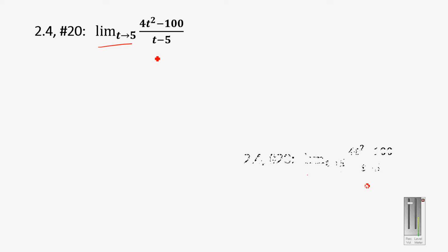So again, I would like to maybe get rid of this t minus 5 in the bottom, because right now, the problem is I can't just do a direct substitution and put a 5 over here because I end up with a 0 in the denominator. So the first thing I'm going to do is I'm going to kind of get rid of this 4 here first and say that this is equal to the limit as t goes to 5.